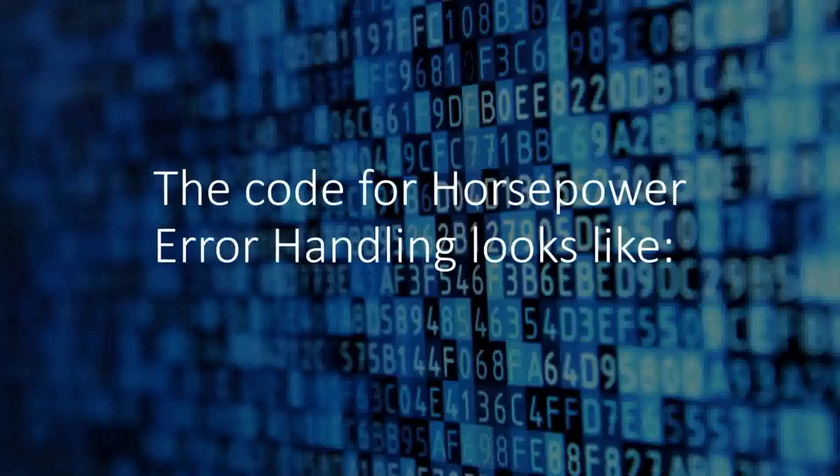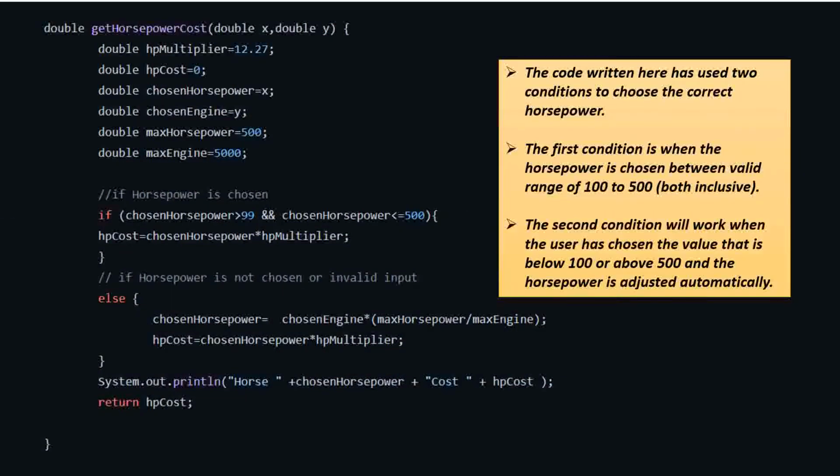So let's have a look at how our code looks like for the horsepower. As you can see here, this method calculates the horsepower cost by taking two parameters, x and y. So first of all, we're going to assign x as chosen horsepower and y as chosen engine size.